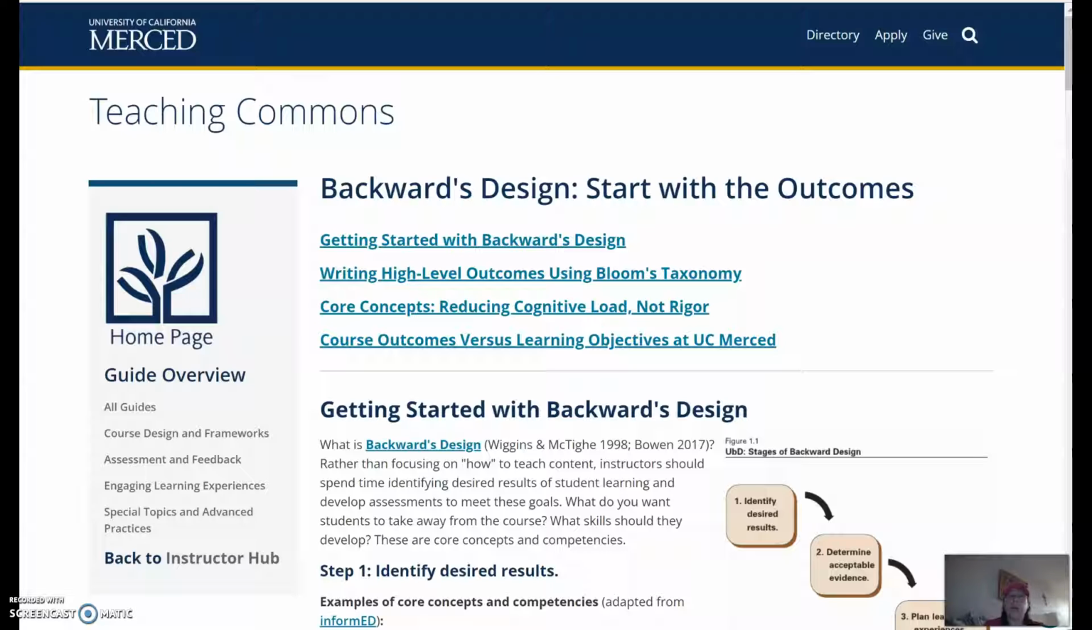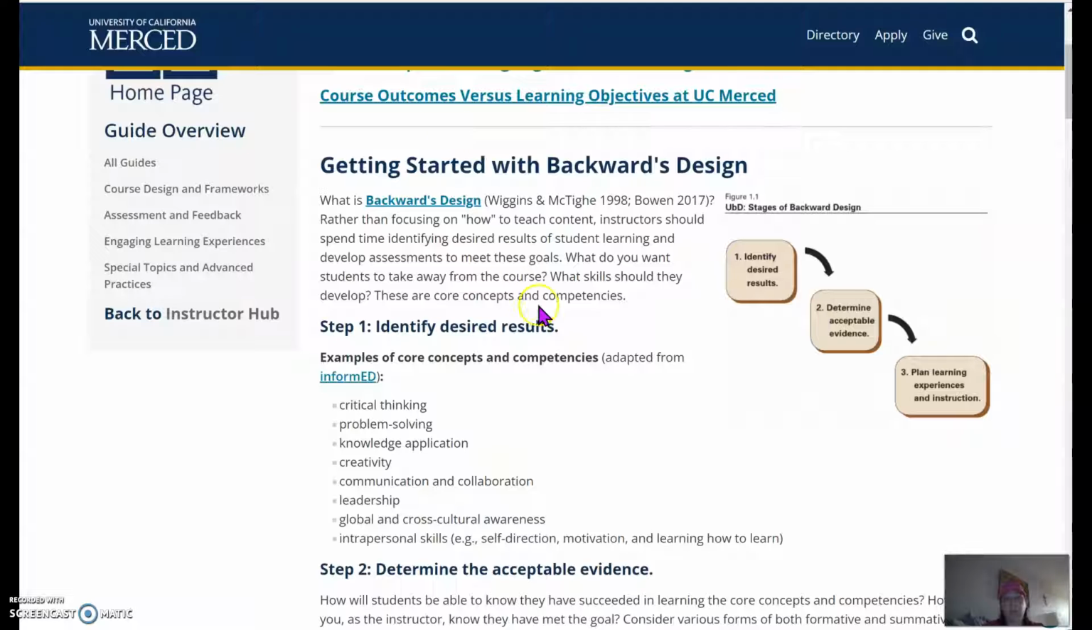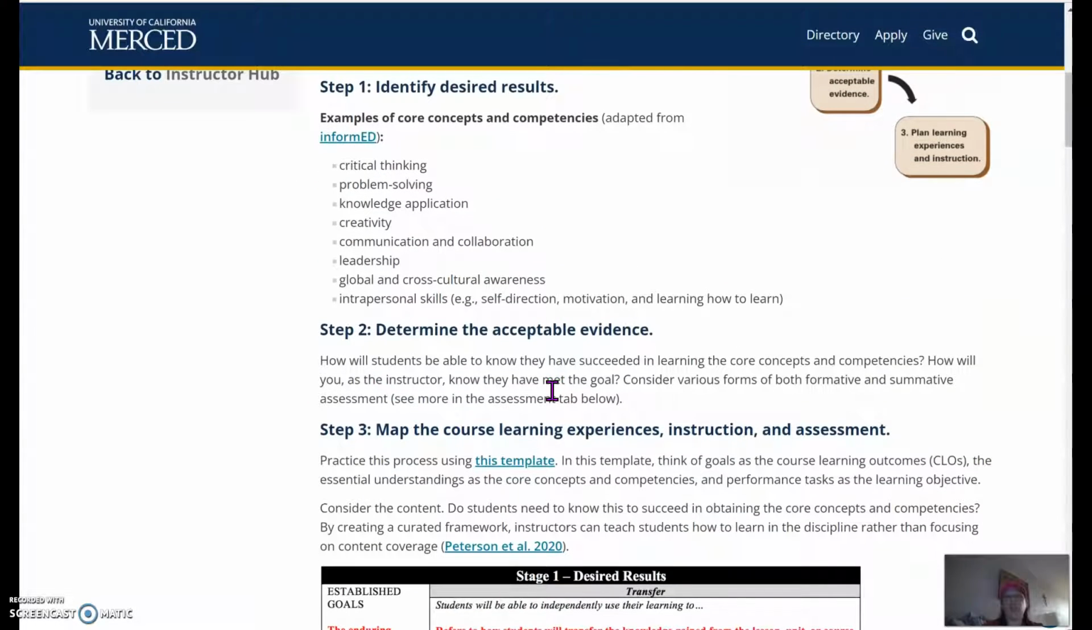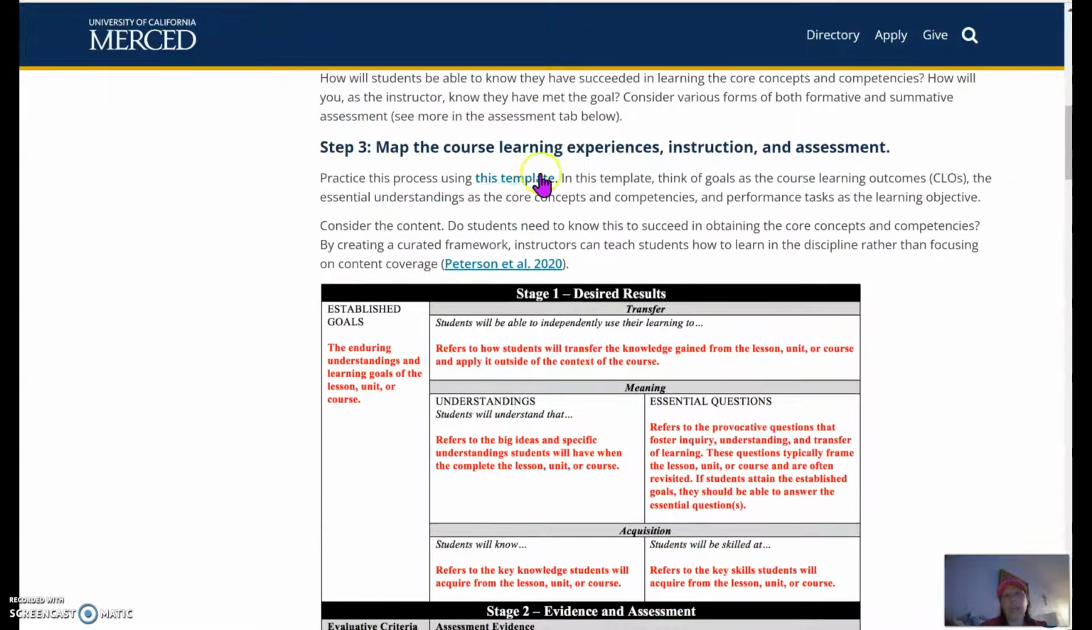So this article, Backward Design: Start with the Outcomes, I found to be a really solid article about the steps that it takes to get through a backwards design process, starting with identifying the desired result. Step 2, determining the acceptable evidence. So what are you going to use to assess it? What's the goal going to be after you've identified in step 1 the objectives? And then the last part is to map out that curriculum and that instruction and what's going to happen.